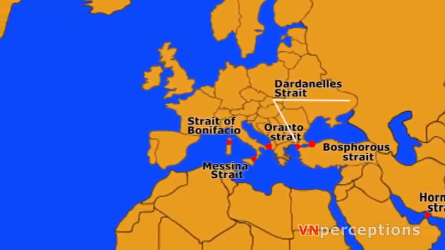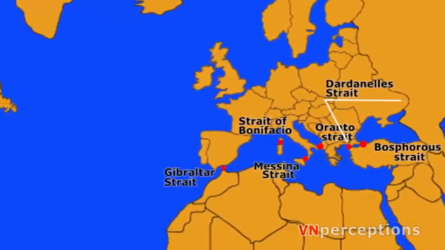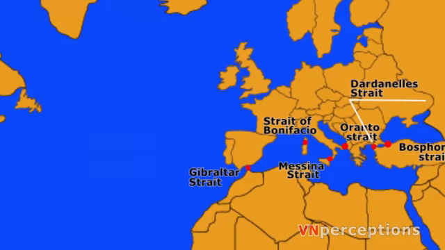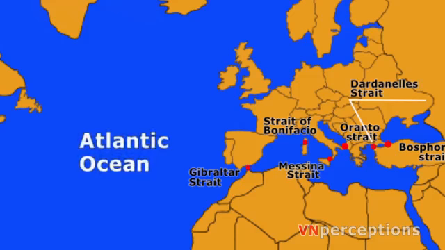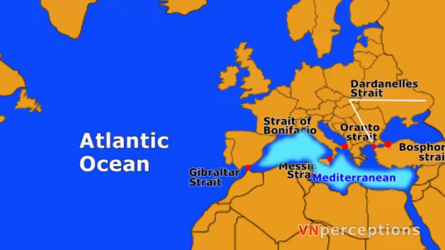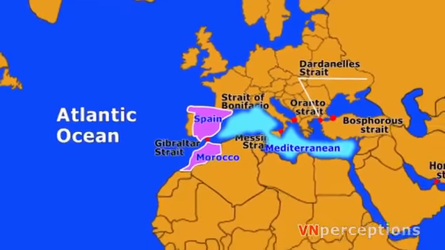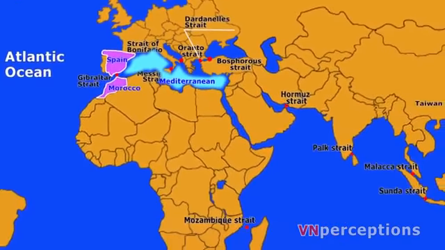Next one, the Strait of Gibraltar. It is a narrow strait that connects the Atlantic Ocean to the Mediterranean Sea and separates Gibraltar and Peninsular Spain in Europe from Morocco and Ceuta, that is Spain, in Africa.